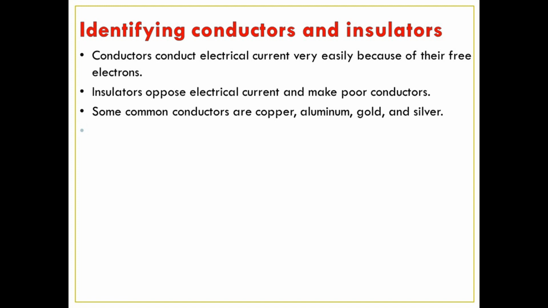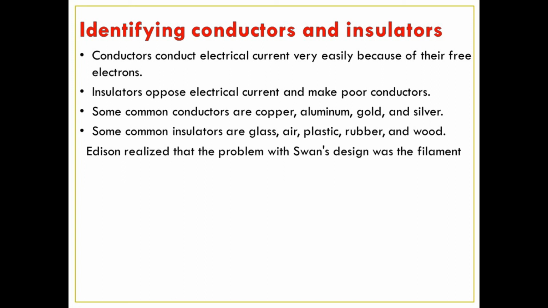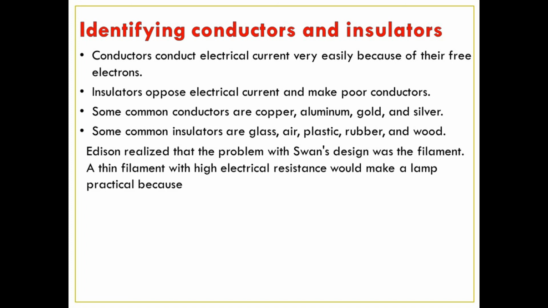Thomas Alva Edison realized that the problem with Swan's design was the filament. How was the bulb discovered? A thin filament with high electrical resistance would make a lamp practical because it would require only a little current to make it glow. Got it? He demonstrated his light bulb in December.